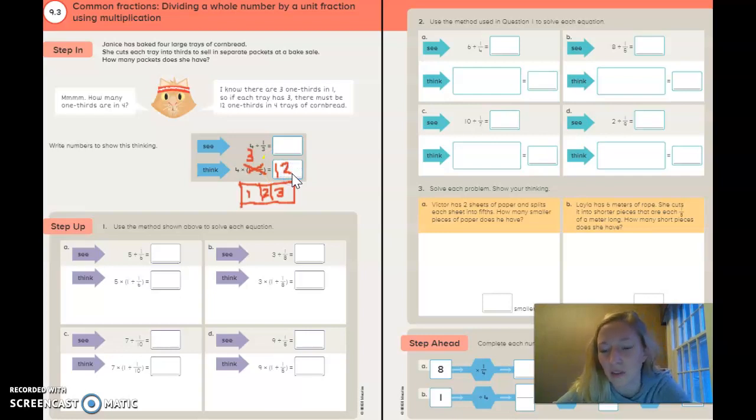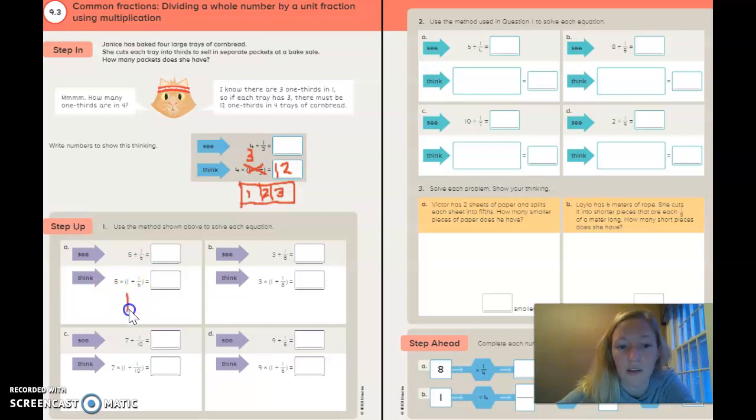Okay, so it looks confusing, but it's really not. We're going to try this one step up, and then this one right here, and then I'll leave the rest for you guys for homework on Nearpod. So it says use the method shown above to solve each problem. It's the same thing as last time. So you're thinking about it as 5 divided by 1/6. That's the story problem they're giving you. But instead, I want you to think about it as 5 times 1 divided by 1/6.